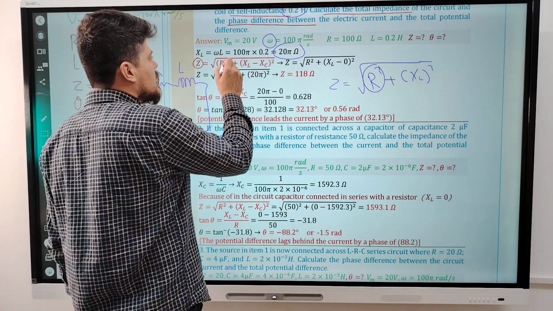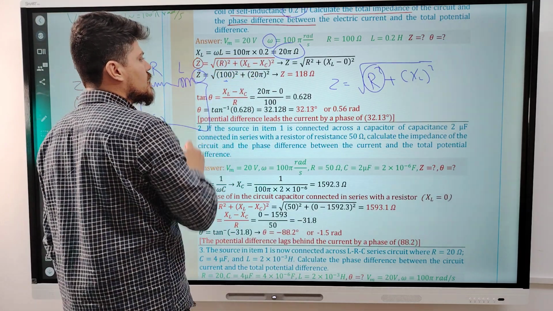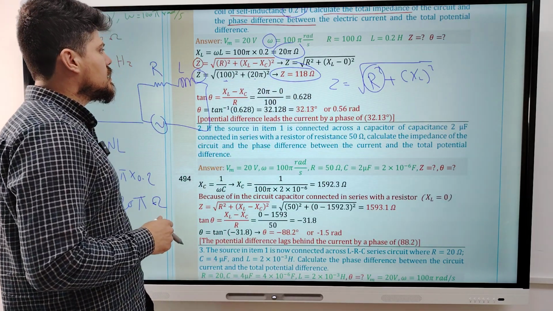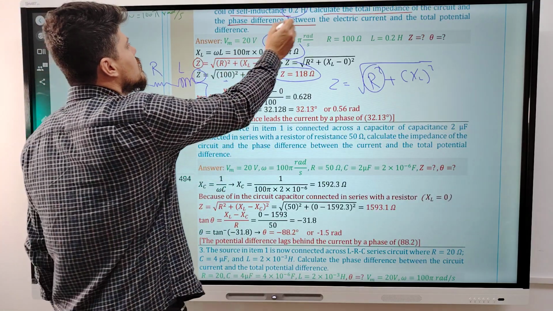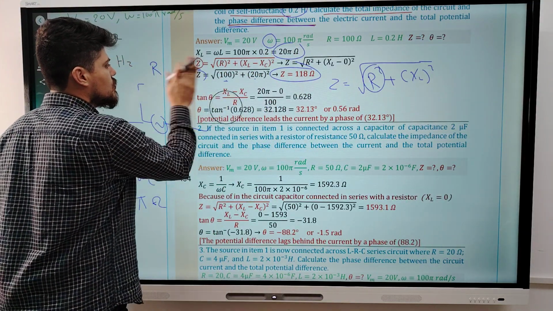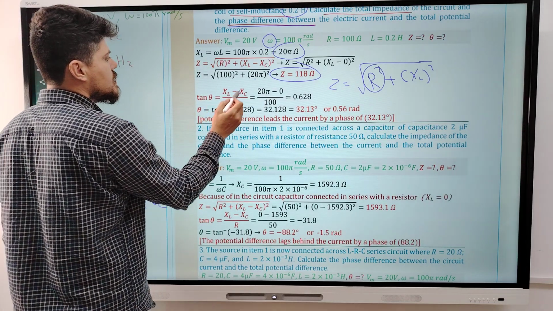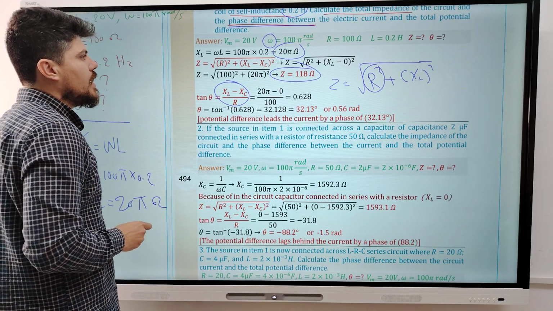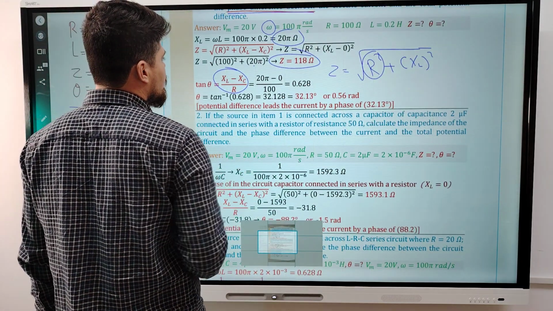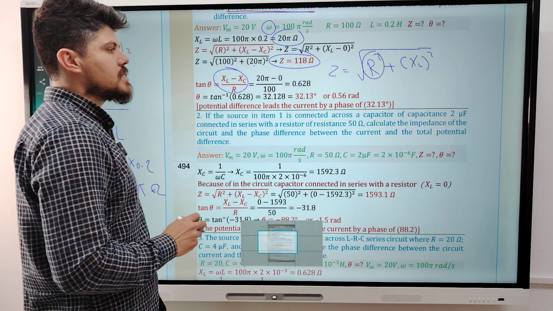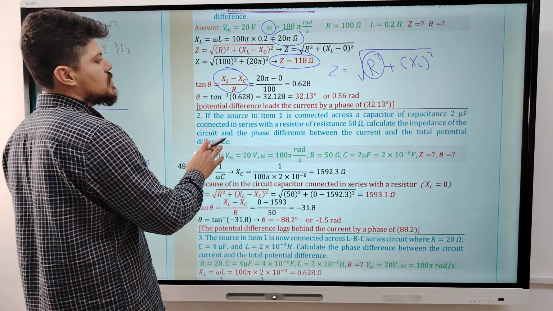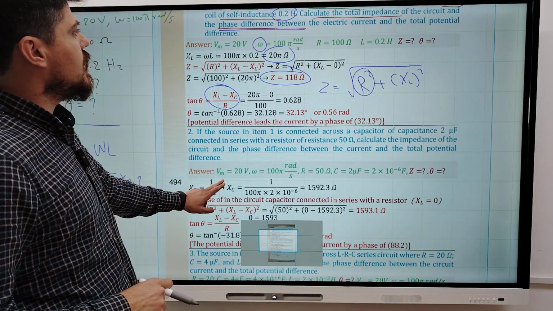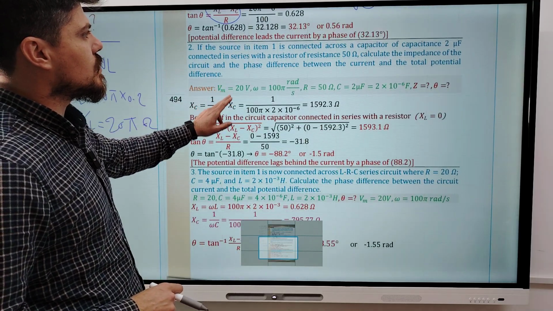After finding XL, replace it in this equation to find what? The total impedance was 118. After finding it, we also have to find the phase difference. Phase difference is equal to what? Theta is equal to XL minus XC divided by resistance. Okay? And the theta, because it has only inductance, the angle should be positive. Because XC is 0, XL was 20 pi, and 20 pi is bigger than 0, that is why the angle is positive.